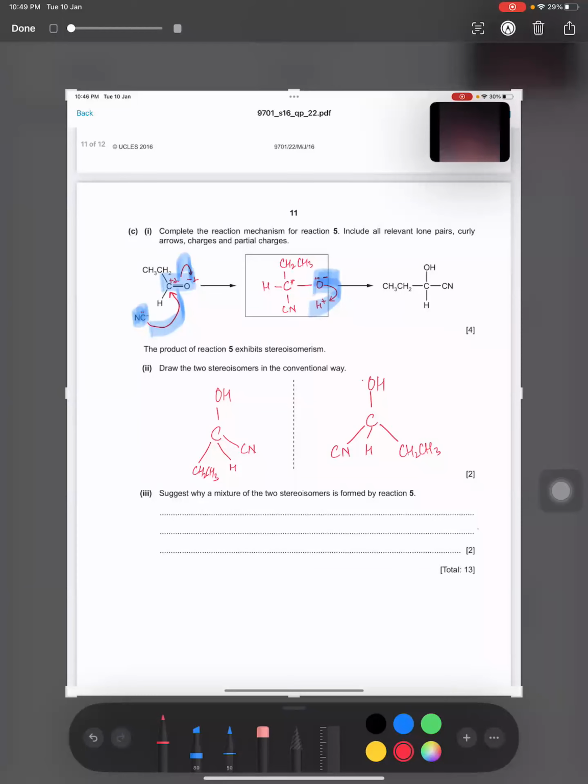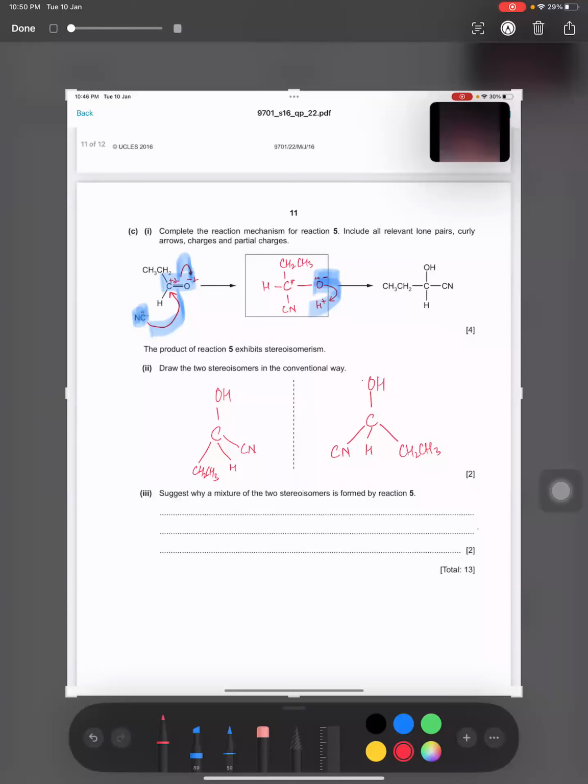Then if you talk about the third one, they're asking to suggest why a mixture of 2 stereoisomers is formed by reaction 5, and I told you that this is actually an aldehyde and this is actually a ketone. Whenever you talk about aldehydes and ketones, they are planar molecules. So this nitrile can attack from anywhere. It can attack from the upper side, or it can attack from below as well. So whenever it can attack anywhere, it can form 2 different isomers or 2 different structures as well, right? Or you can even use over here that there is a chiral carbon, so it can form optical isomers as well. Anything that you want to write over here.